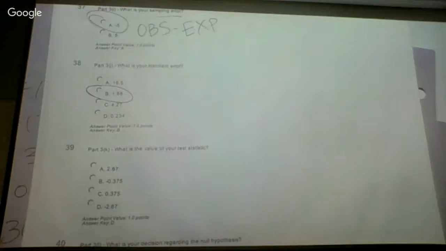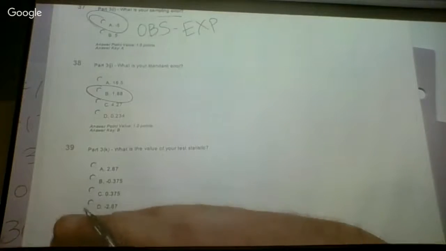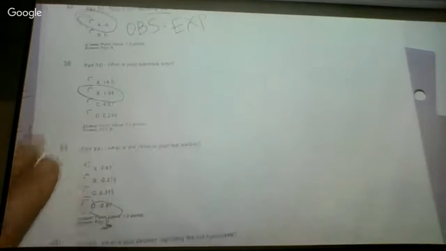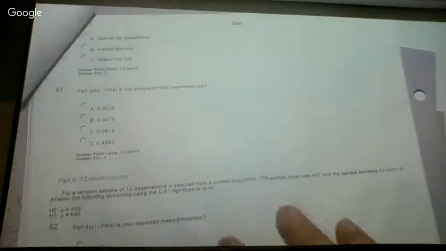39. What is the value of your test statistic? Well, we already got there. That's what the answer says. Negative 2.67. We did that one. 40. What do we do with the null? Reject. Reject the null. Time to come up with the p-value for the hypothesis test.